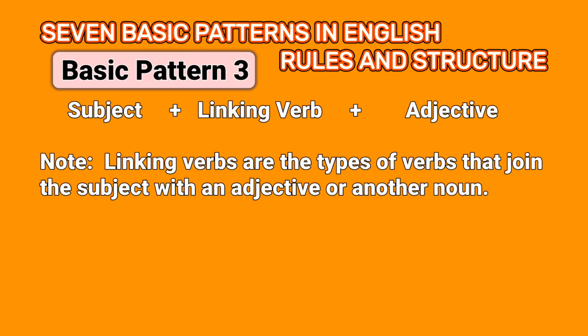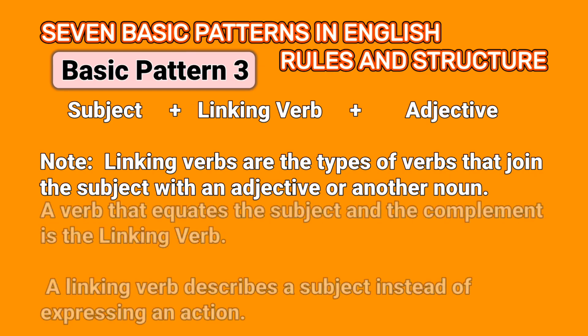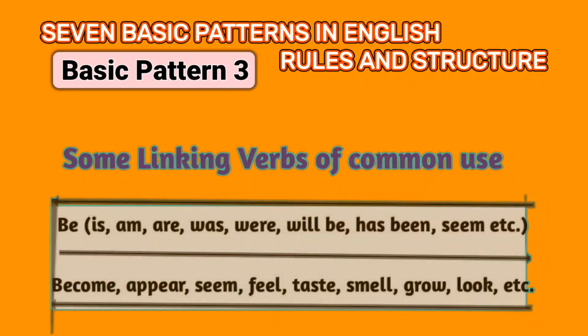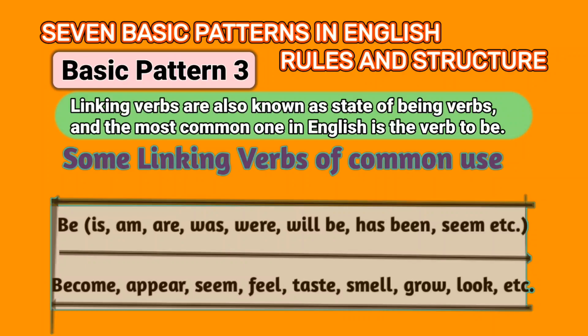Basic pattern 3: subject, linking verb, and adjective. Linking verbs are types of words that join the subject with an adjective or another noun. Remember, a verb that equates a subject and a complement is a linking verb. A linking verb describes a subject instead of expressing an action. Some common linking verbs are be verbs like am, are, is, was, were, will be, has been, and seem.